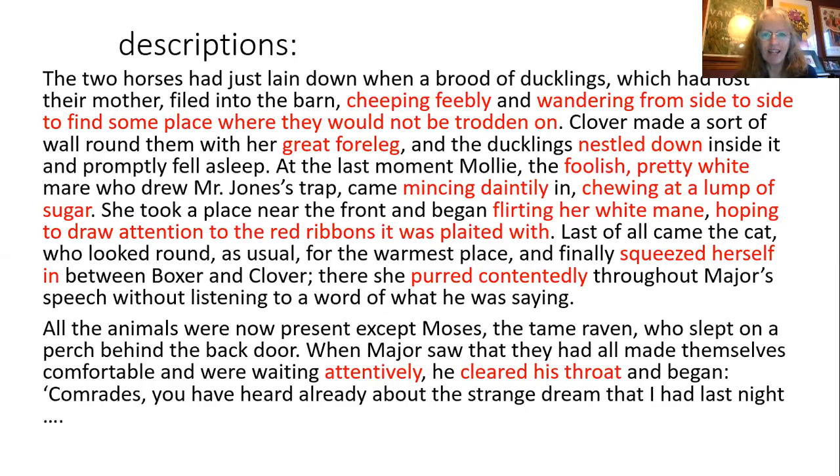So here in red are all the descriptions. You can, if you want, relate these to the senses. For example, cheeping feebly is the sense of sound. That's the ducklings going cheep, cheep, cheep, cheep, weakly. Wandering, describing their movement. Great foreleg is her big front leg, to emphasize the size of the ducklings. Nestled down, a description of how they lay down.